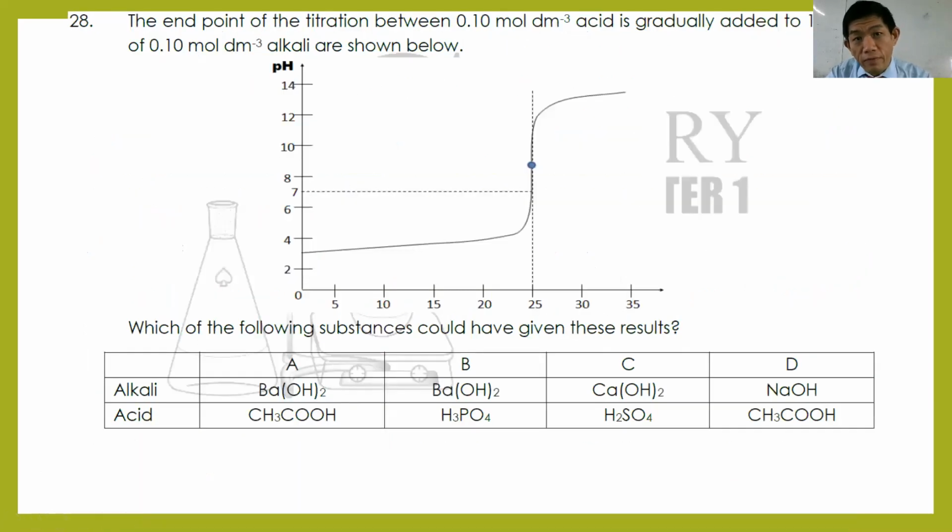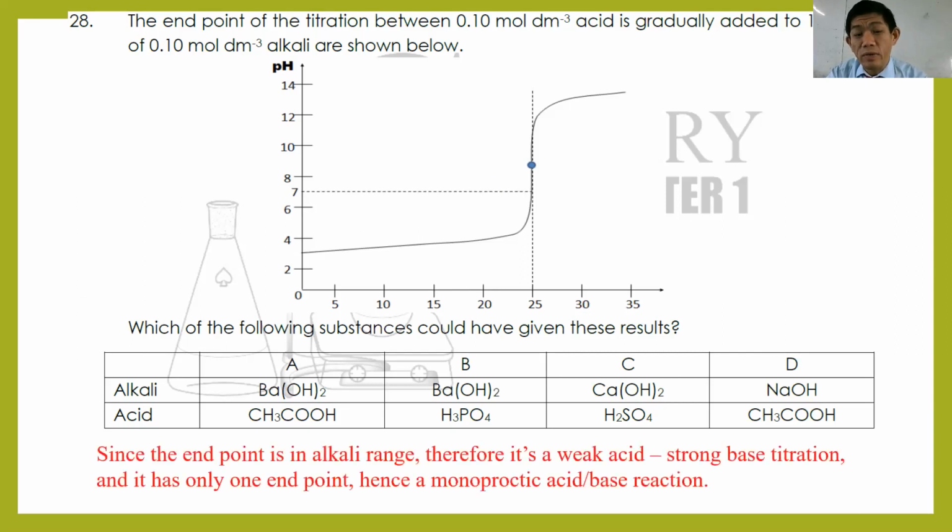Number 28, the endpoint of the reaction between 0.1 of acid titrated with 10 centimeter cube of the alkali. Which of the following substances could have given this result? So in here, you can see the endpoint is again at the basic range. So when it is at the basic range, you should expect a higher degree of dissociation of the hydroxide. So in here it's D.